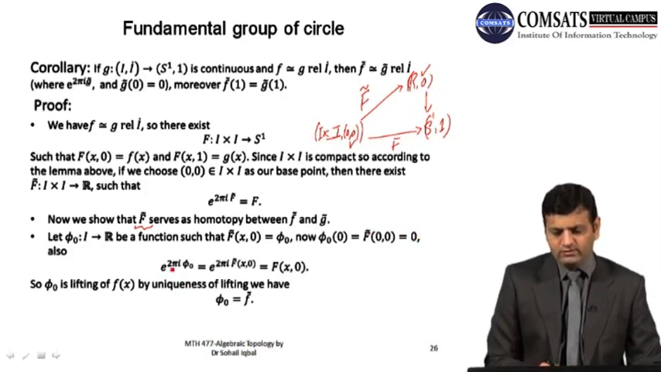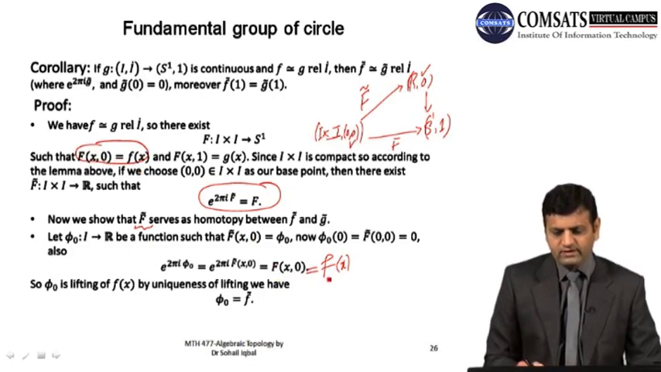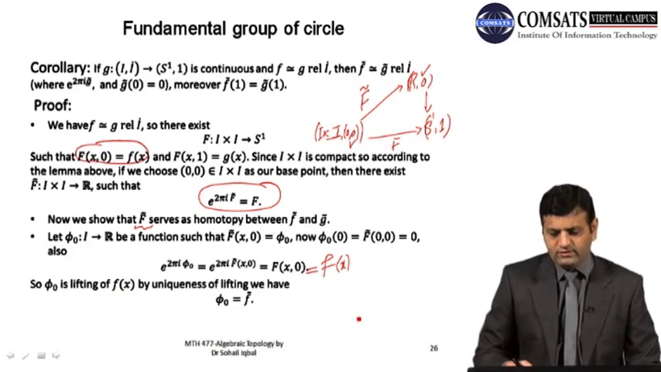Now what is e raised to power 2 pi i phi naught? This is equal to e raised to power 2 pi i F tilde of x, 0, and by this expression this must be equal to F of x, 0, but this is equal to f of x, because this capital F is the homotopy of f and g. So according to this expression, F of x, 0 is equal to f of x. So basically this phi naught is a lifting of f of x.